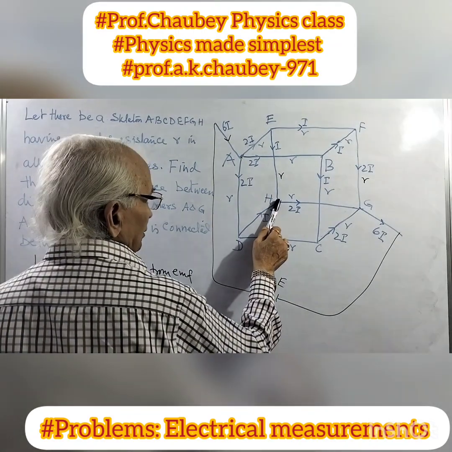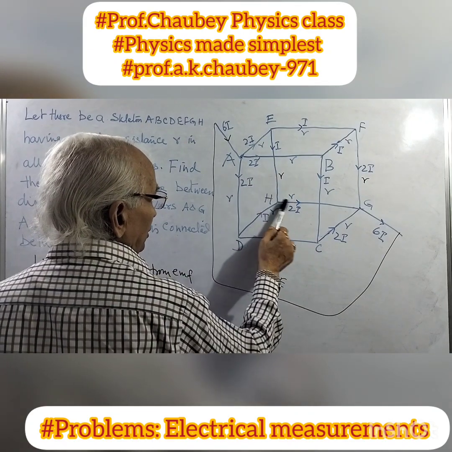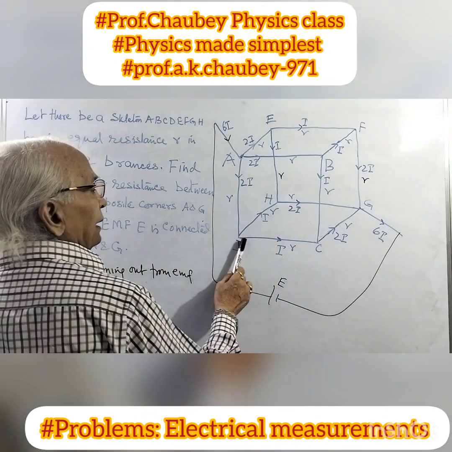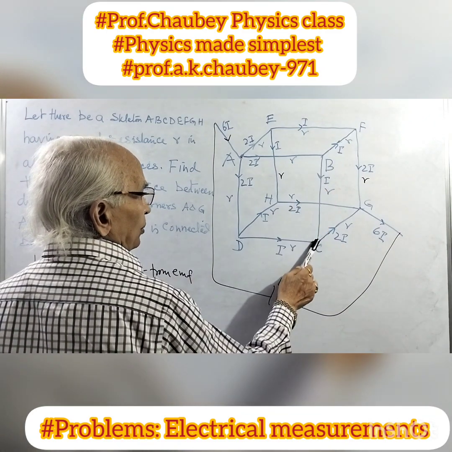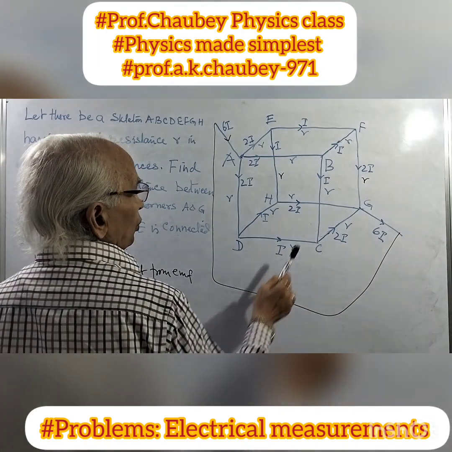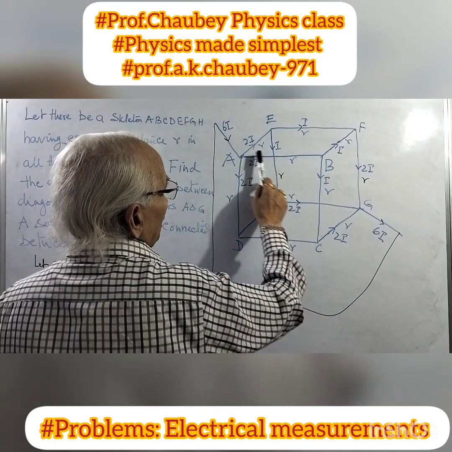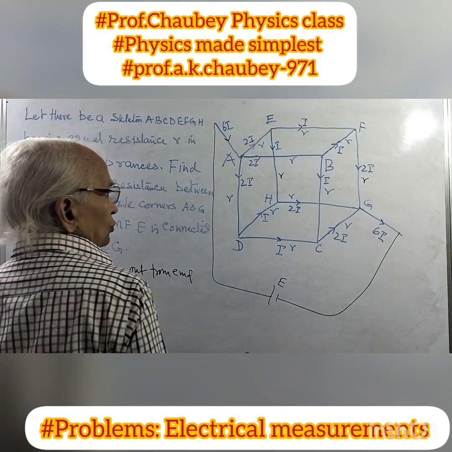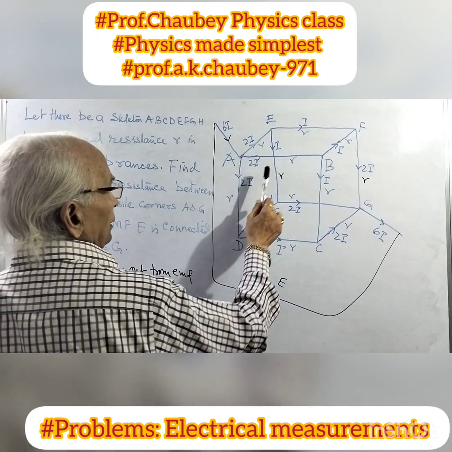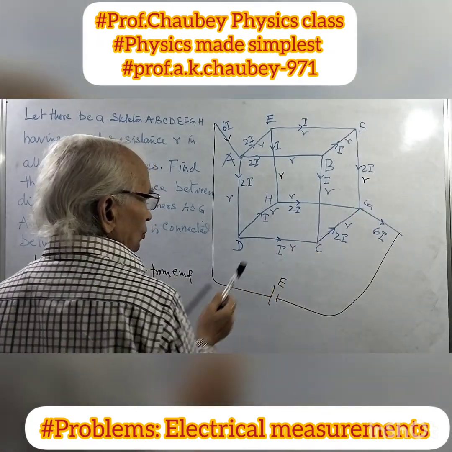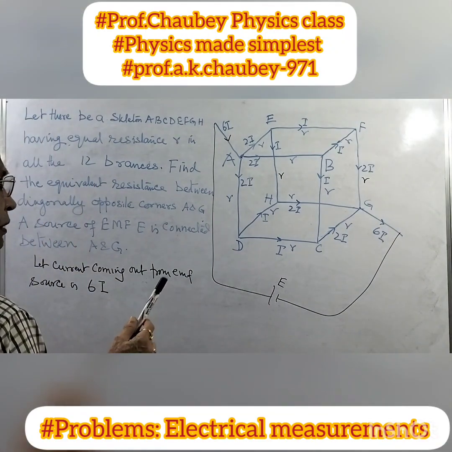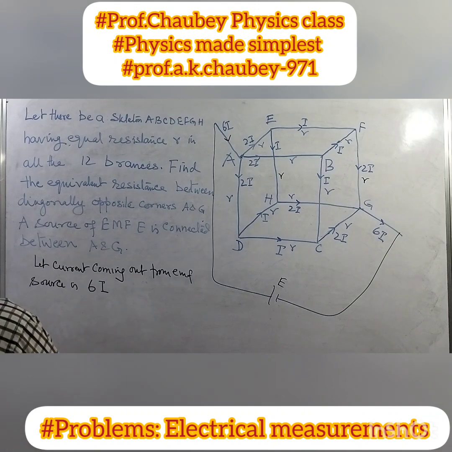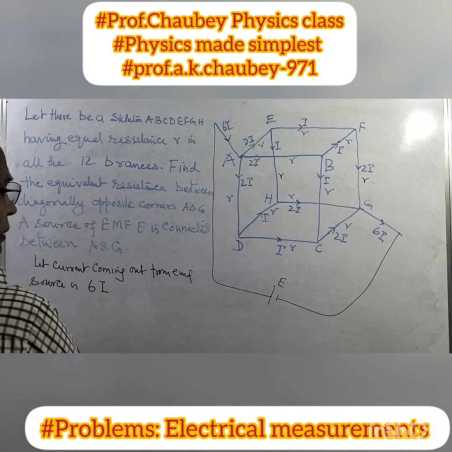So this I reaches here and I comes from here, and in this branch it becomes 2I. Similarly, this I reaches here and I comes from here, 2I, and so on. So we know here current 2I, here 2I, and so on. In this way we know the current in all 12 branches.